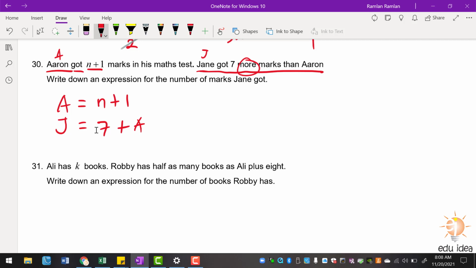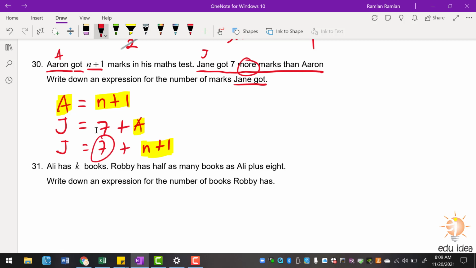So actually, this is the answer, right? But we know that we can substitute this A by n plus 1, right? So notice that we have, this is also A, right? So A can be substituted by n plus 1. So I can write that again as J, right? The J is 7 plus n plus 1, right? Because I'm substituting the A by n plus 1. And then since we have like terms here, right?